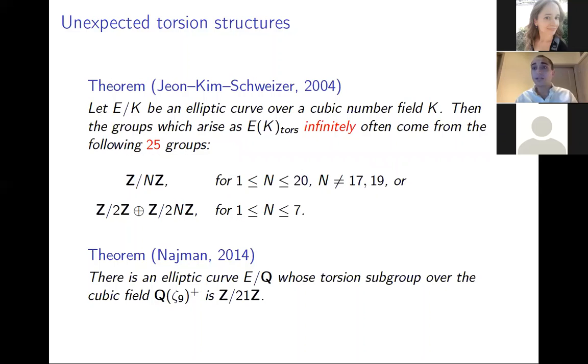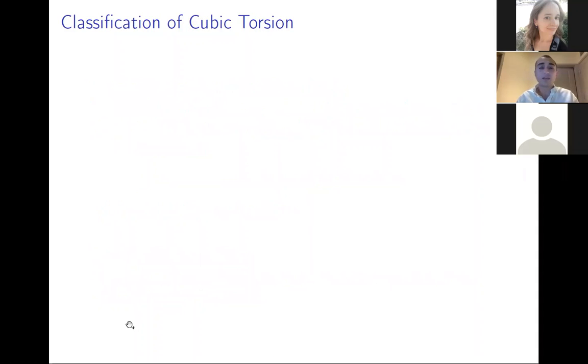And 10 years later, Philip Nyman found an example of an elliptic curve E over Q whose torsion subgroup over the totally real subfield of Q(zeta_9), which is a cubic field, is Z/21Z. And he proved that this is the only elliptic curve which has Z/21Z torsion over a cubic number field. So we have the following 25 groups which appear infinitely often, and we have this one group which is occurring only once. So people conjectured whether this was all that was happening.